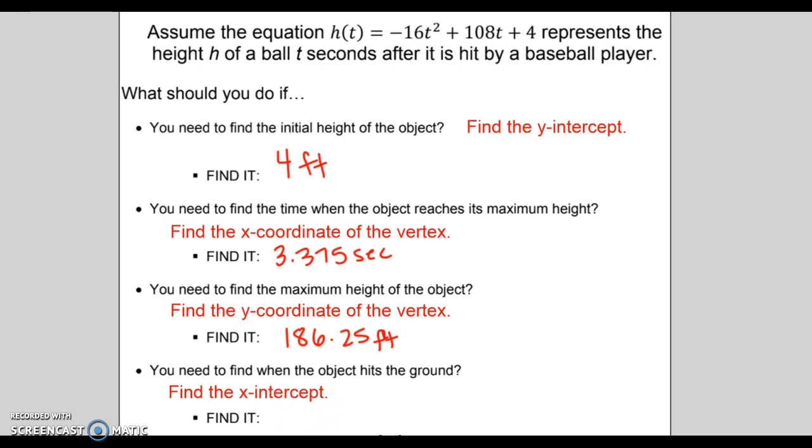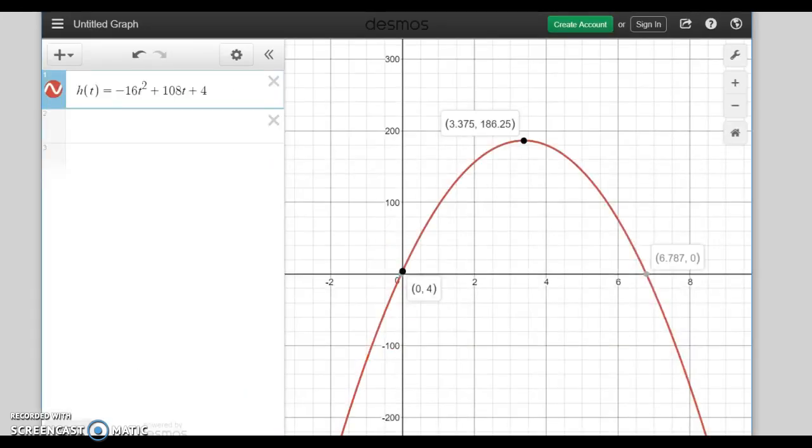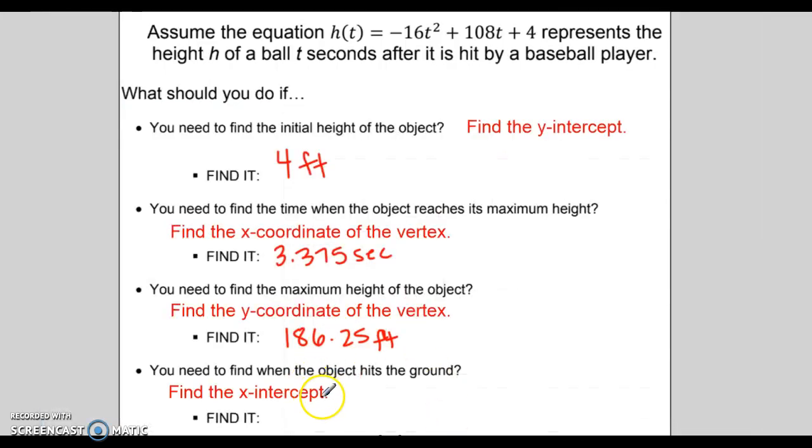And then the last part, the x-intercept, we can go over here, and the x-intercept is 6.787. So that means it takes about 6.786 seconds for it to hit the ground. In the next tutorial, you'll learn how to deal with more of these projectile motion equations.